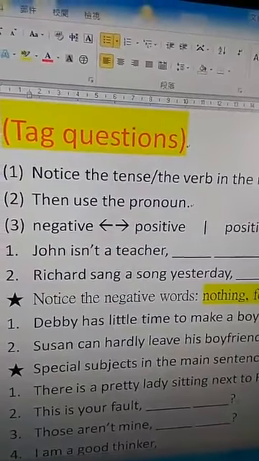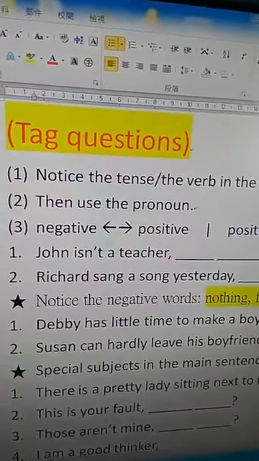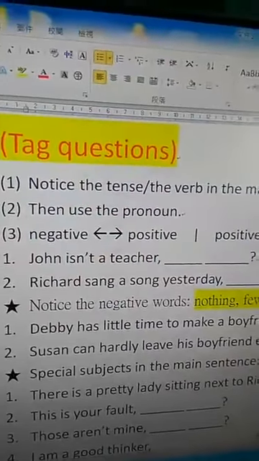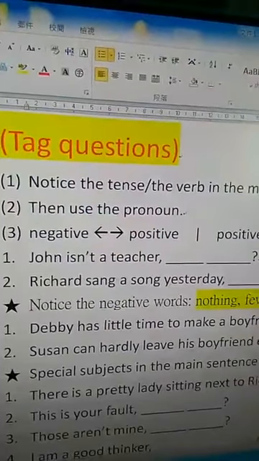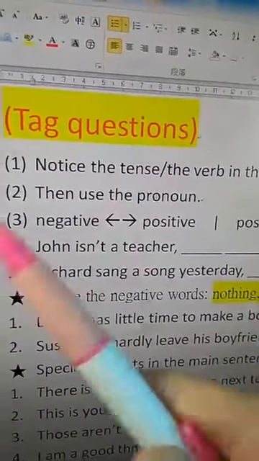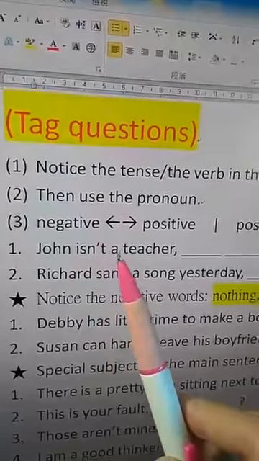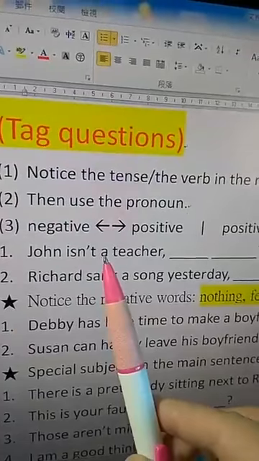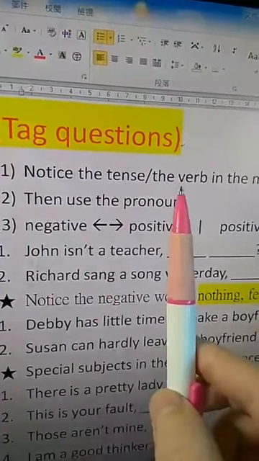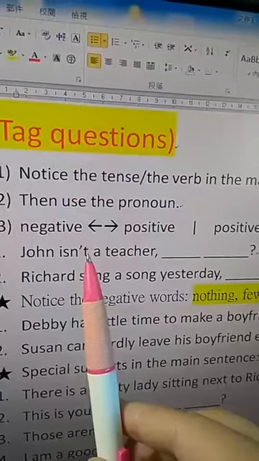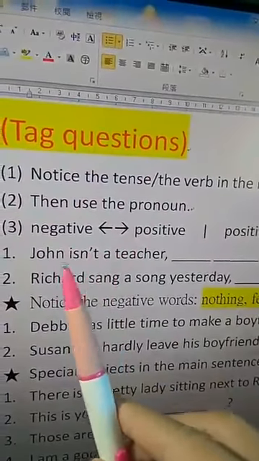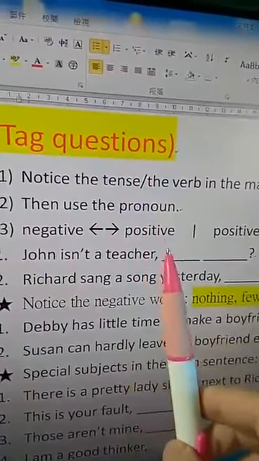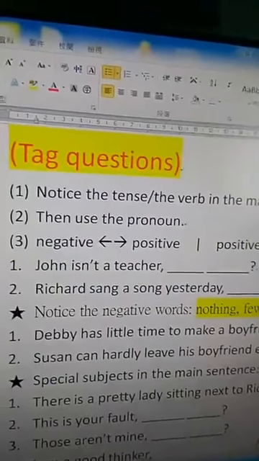So when you understand the 3 basic rules about tag questions, then right now we can fill in the blanks. So let's do it together, okay? So sentence number 1, John isn't a teacher. First of all, let's pay attention to the tense. The tense is present tense, right? And then let's pay attention to the verb. The verb is be verb, okay? So right now, also, the main sentence here is negative. Then we should use a positive tag question over here. Okay, so let's do question number 1.